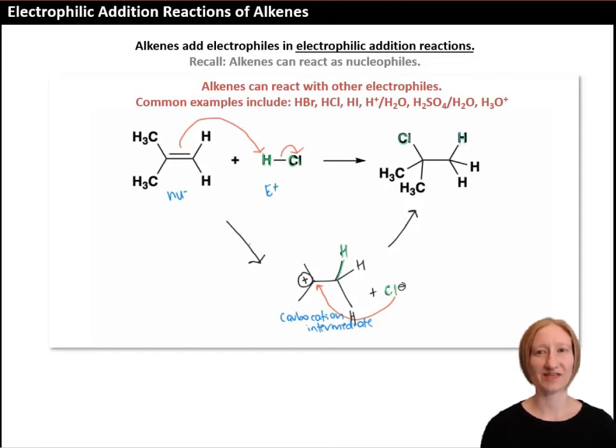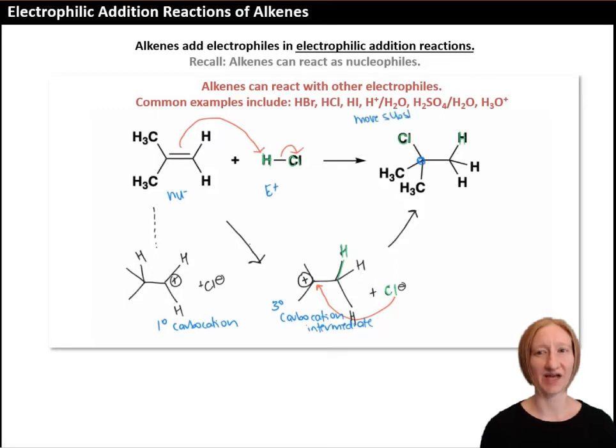Also remember that in this first step, when the alkene attacks the proton, we form the more stable carbocation intermediate, meaning that we could have placed the hydrogen on the left side carbon and the carbocation would end up on the right side carbon. But that carbocation would be less stable because it's only a primary carbocation, and the one that we formed instead is a tertiary carbocation. So again, remember that the more substituted carbocations are the more stable carbocations.